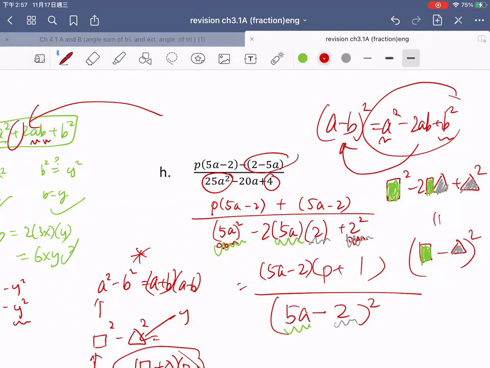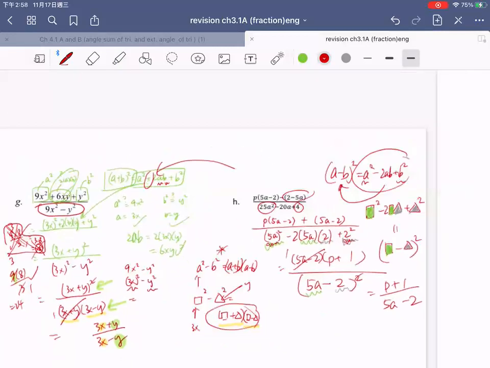So we can cross out 5a minus 2. That's the common factor. So the answer is a plus 1 over 5a minus 2. Okay, that's it.